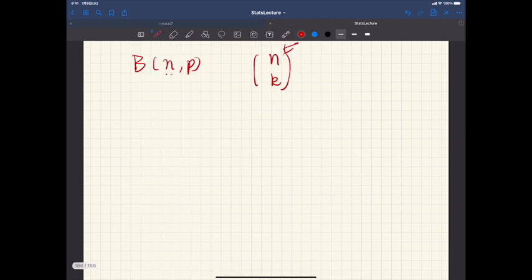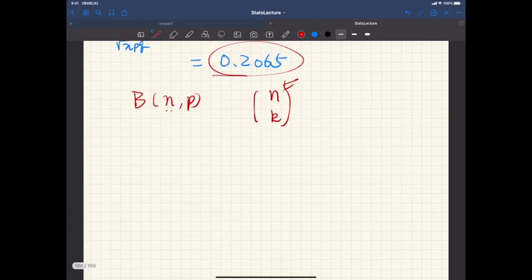And okay, that's for the binomial distribution. And of course, the Poisson distribution is derived from the binomial distribution. So the Poisson distribution can also be approximated by the normal distribution. And that is an exercise for you.